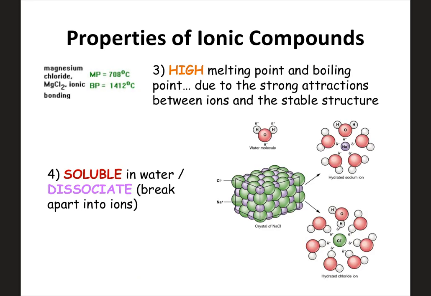Because ionic compounds have that very strong attraction between the opposite charges, they have very high melting and boiling points. The opposites are so strongly attracted to each other that these things don't really want to come apart. So you need a lot of energy here to make them melt or boil. If you look over here, this is just magnesium chloride. Melting point is over 700 degrees Celsius. Boiling point is over 1400 degrees Celsius. So very high melting and boiling points.